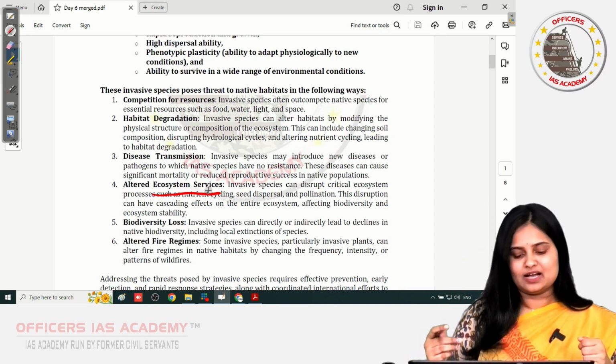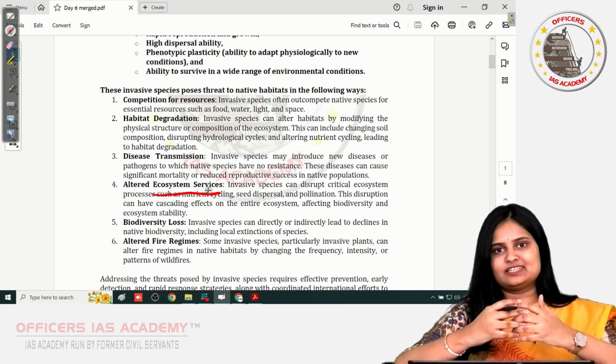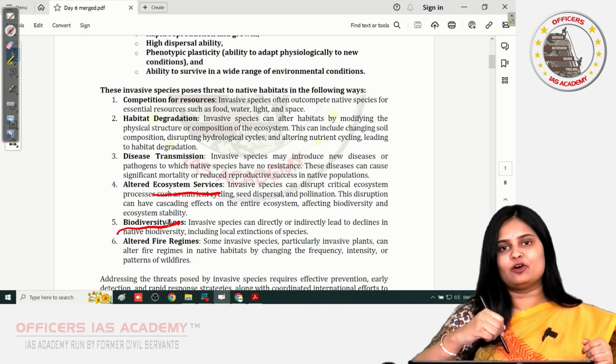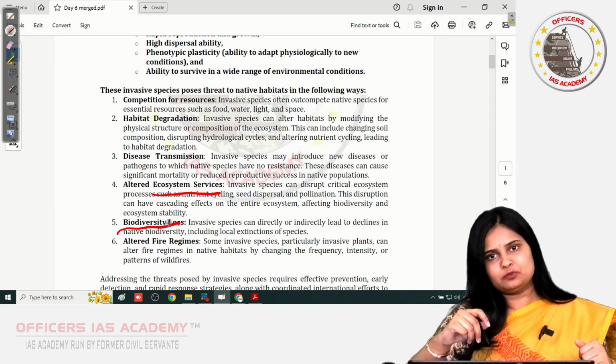That is also one. Apart from that, invasive species can also outnumber existing native species and can bring about a significant amount of biodiversity loss as well as local species extinctions. This is also possible.